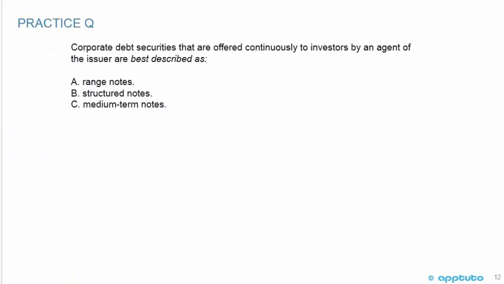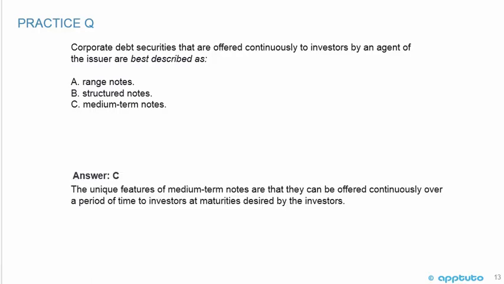Okay, quick practice question on corporate debt. Corporate debt securities that are offered continuously to investors by an agent of the issuer are best described as A, range notes, B, structured notes, or C, medium-term notes. The correct answer is C.